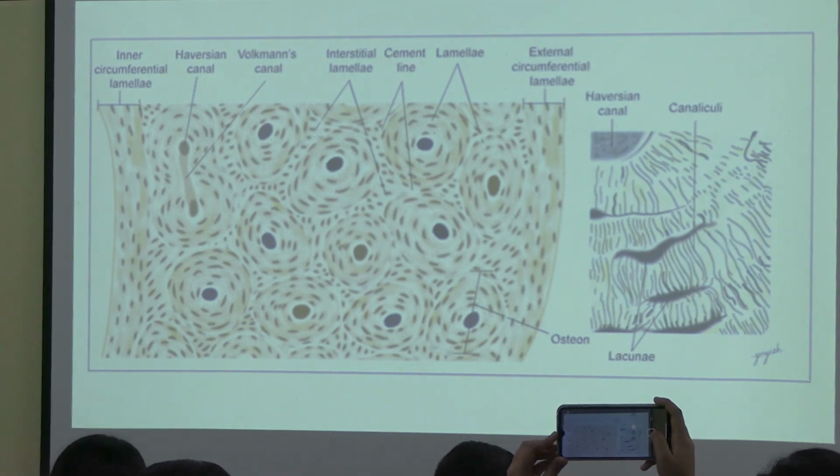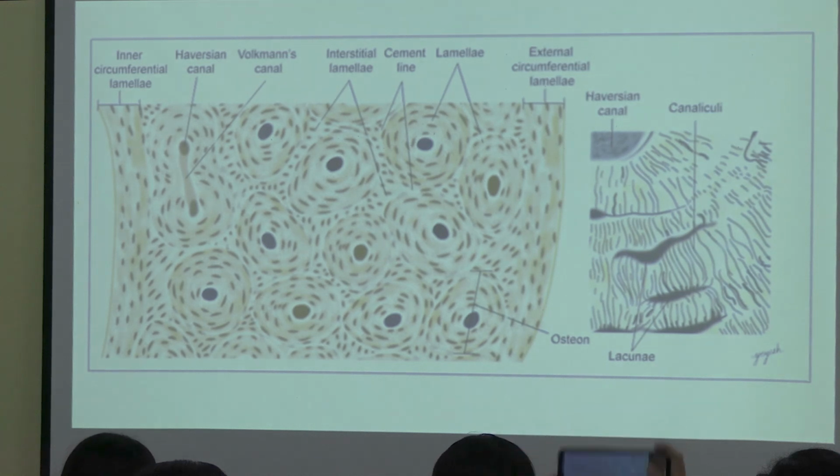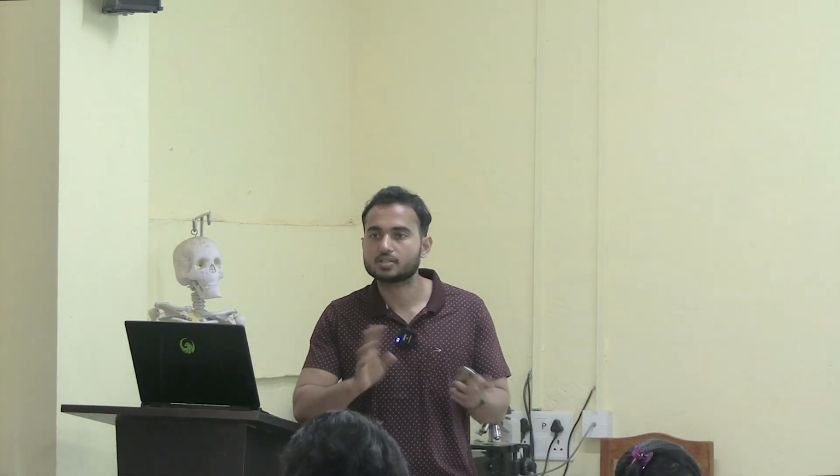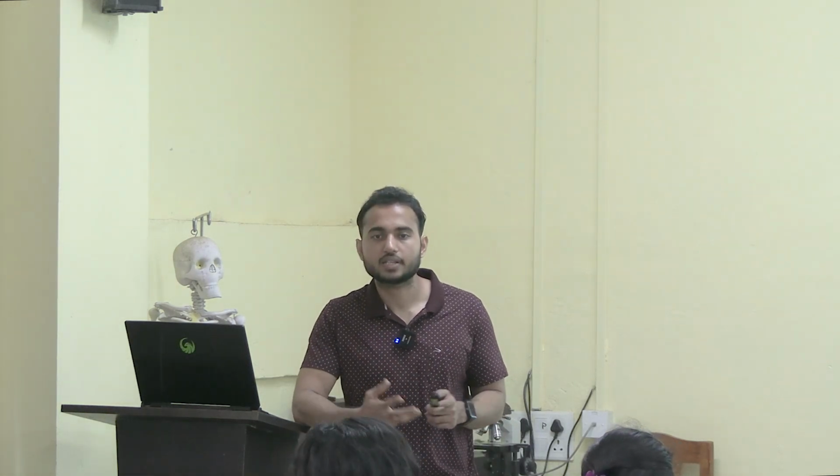No. Here don't write histology. Here you will be writing the grounded section of compact bone. Grounded section of compact bone. Now why will you be writing this? The previous diagram which I have shown, and this diagram which you are looking at right now, what is the difference?